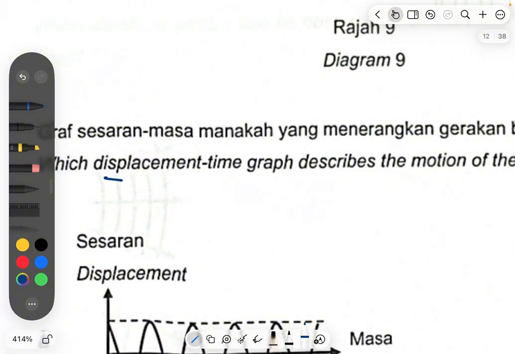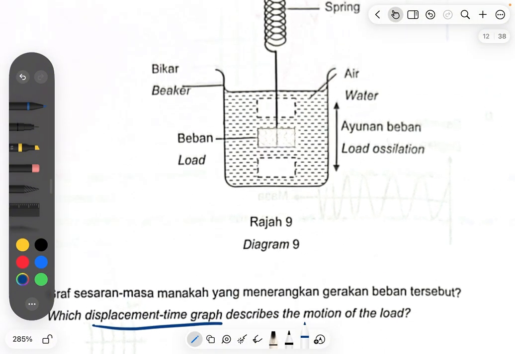Shows a load hanging from a spring swinging in water. Which displacement time graph describes the motion of the load? So this is damping. You already can see because the amplitude is decreasing.